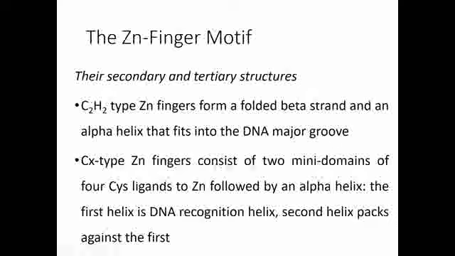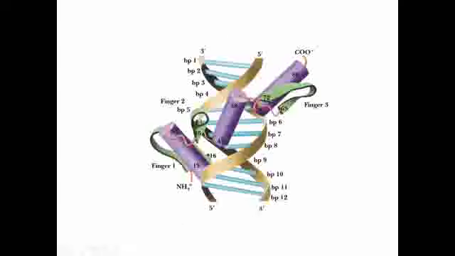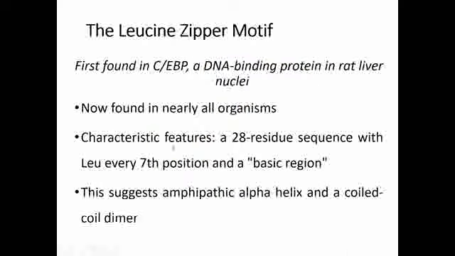The CX-type zinc fingers consist of two main domains of four cysteine ligands to zinc, followed by an alpha helix. The first helix is the DNA recognition helix, while the second helix packs against the first. This is again a three-dimensional model showing how the zinc fingers form, where a zinc is present at the center and other domains protrude like fingers.